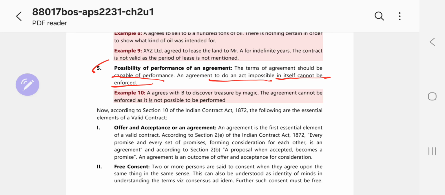For example, A agrees with B to discover treasure by magic. The agreement cannot be enforced as it is not possible to be performed. You cannot perform magic and you cannot find treasure by magic. It is impossible. So whenever both the parties are agreeing to impossible things, by default it is never going to convert into a contract. To become a valid contract there should be possibility of performance of an agreement.